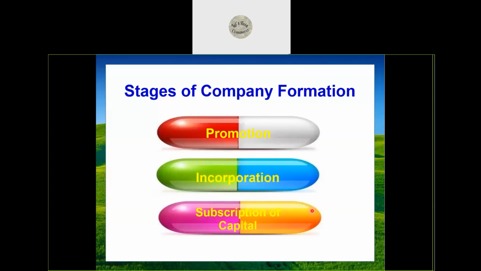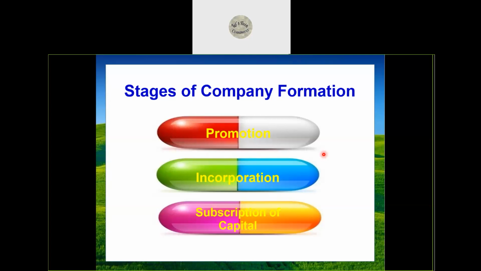Chapter 2, Forms of Business Organization. We have already studied the meaning of company form of organization. We have studied about the types of companies. Now, while studying the meaning of the company, I told you that company is an artificial person created by law. Law creates company, right? Now, how does law create a company?